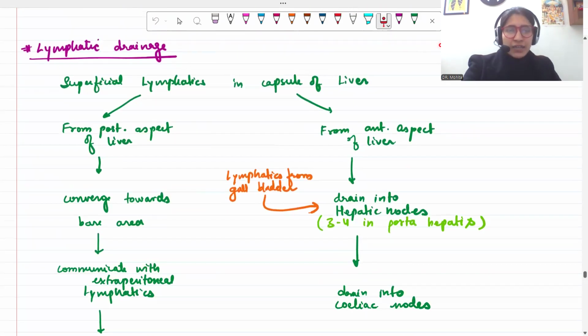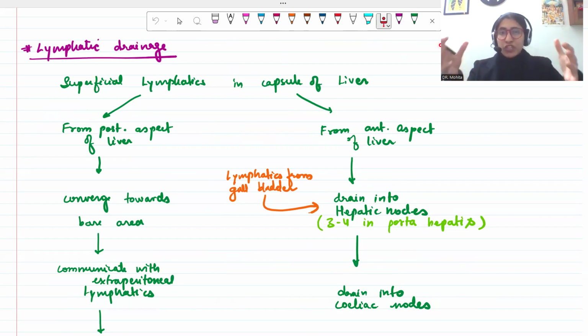Talking about the lymphatic drainage, we have superficial lymphatics and deep lymphatics in the liver. Superficial lymphatics are present in the capsule of the liver. Deep lymphatics are present inside the liver, inside the portal triads. We will talk about it.